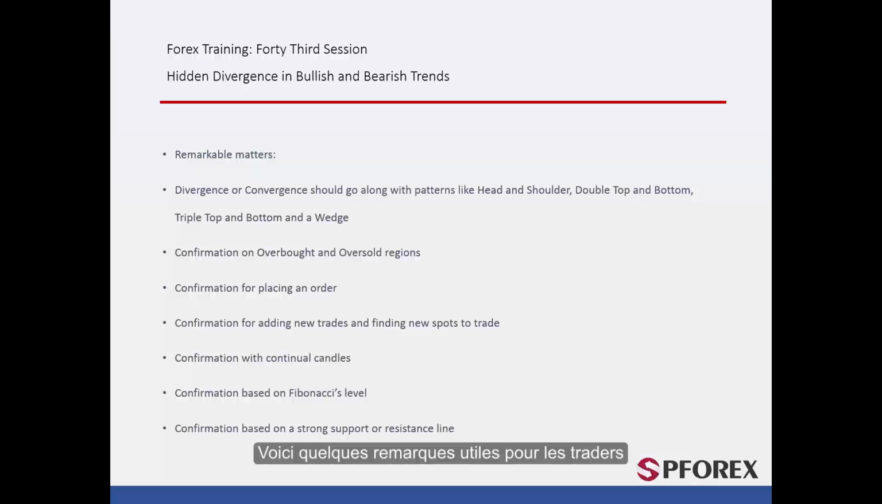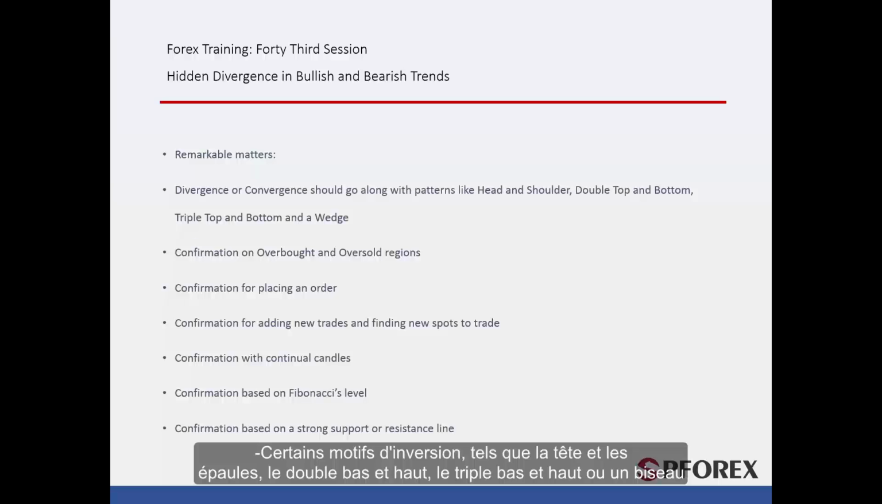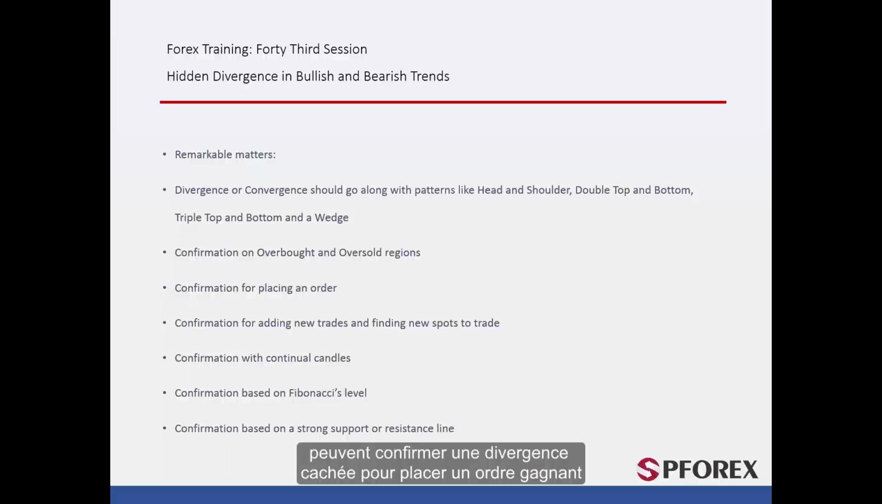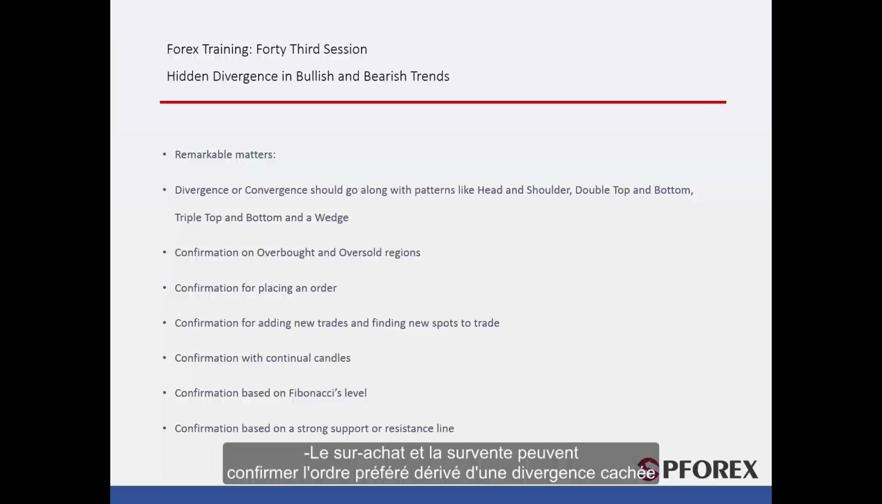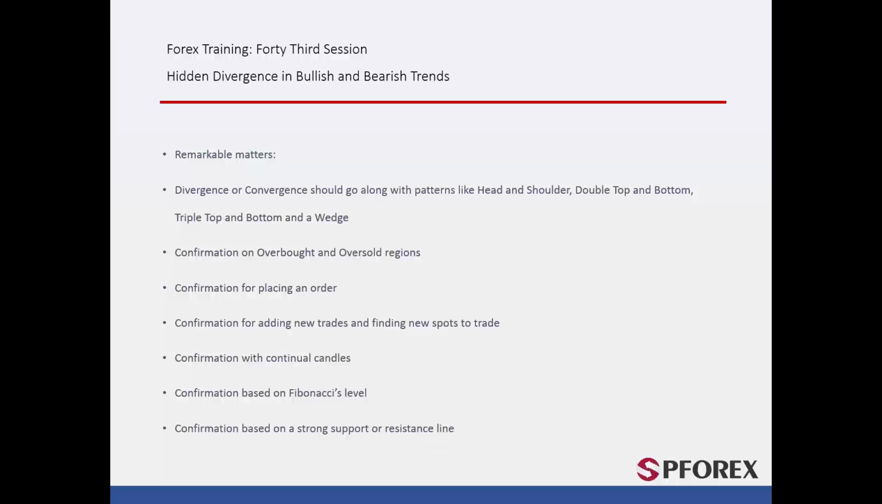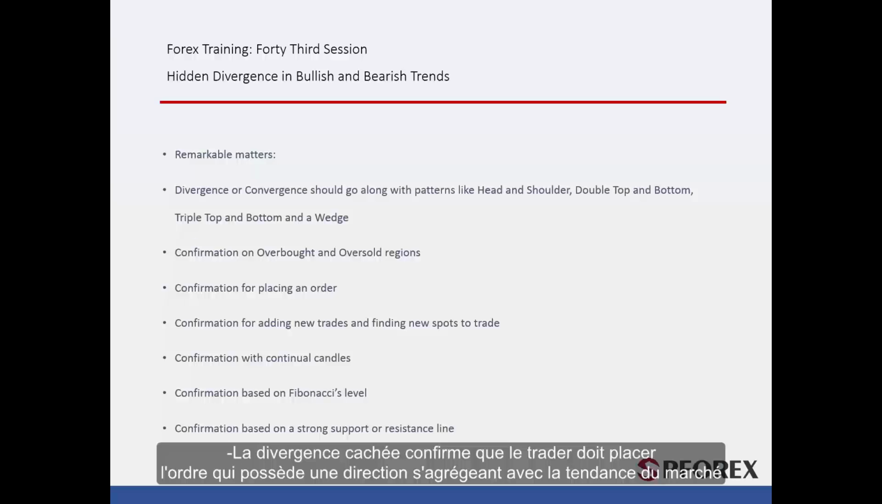There are some useful remarks for traders. Some reversal patterns, such as head and shoulder, double top and bottom, triple top and bottom, or wedge, can confirm a hidden divergence to place a successful order. Overbought and oversold can confirm the preferred order derived from a hidden divergence. Hidden divergence confirms that a trader must place the order which has agreeing direction with the market trend.